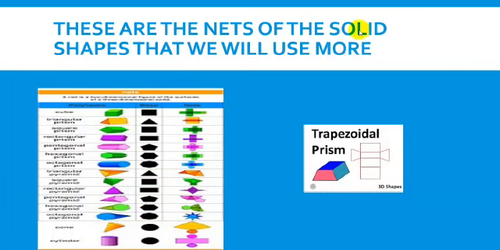These are the nets of the solid shapes that we will use more. We have a cube that we can open in this kind of figure, a triangular prism, a square prism, a rectangular prism, a pentagonal prism, and other shapes. And here we have a trapezoidal prism. In the next video we will make exercises on the nets and the surface area.